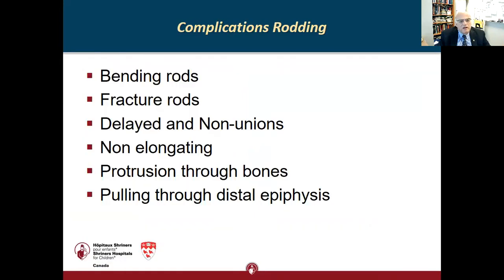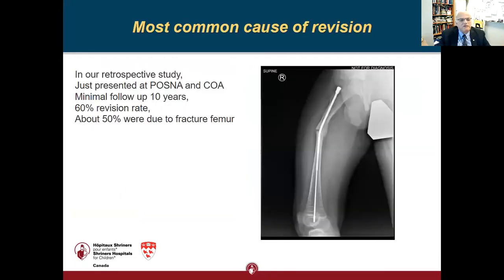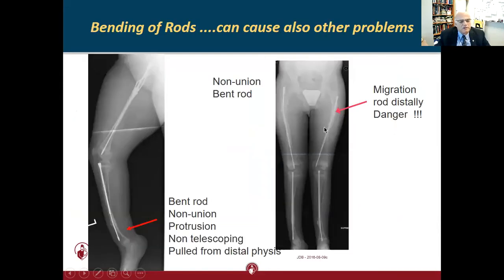Complications of rodding include many, about a 50% complication rate within 5 years after the surgery. Bending rods, fracture of the rod, delayed and non-union, non-elongating rods, protrusion through the bones, and pulling through the distal epiphyses. Femur fractures are the most common cause of revision. Here we have an FD with a fracture and a bent rod.